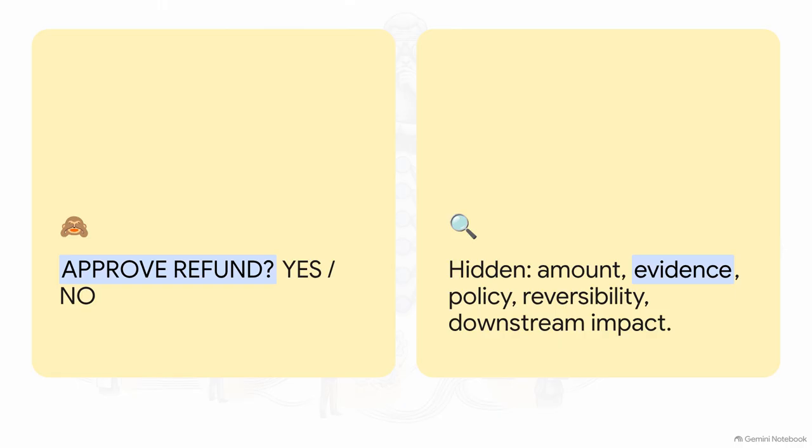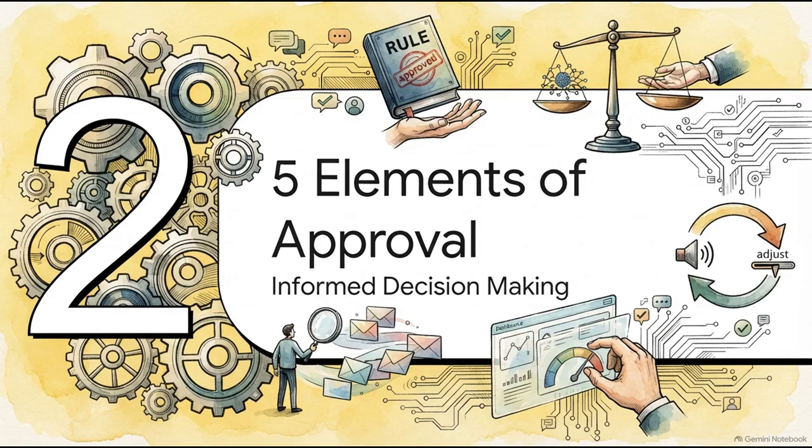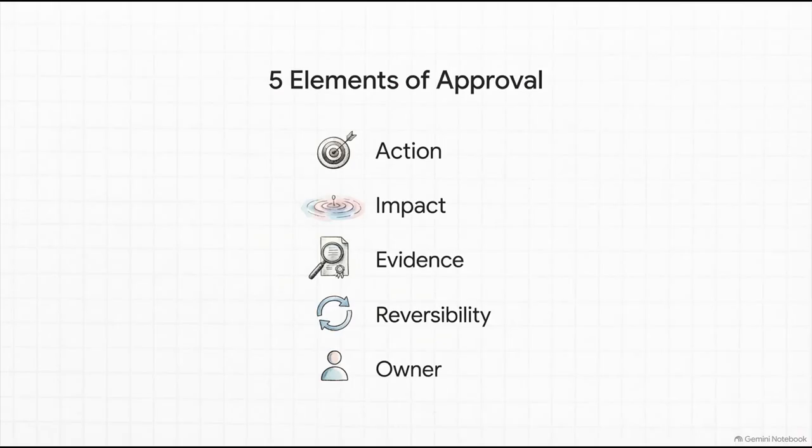They're just guessing. Which brings us to Section 2, the 5 elements of useful approval. Because human in the loop only actually works when the human can make an informed decision. If you're building a production-grade interface, there are 5 essential elements you have to expose to the user. You need to show the exact action, the real-world impact, the evidence, the reversibility, and the owner. Let's break these down real quick, starting with the action.